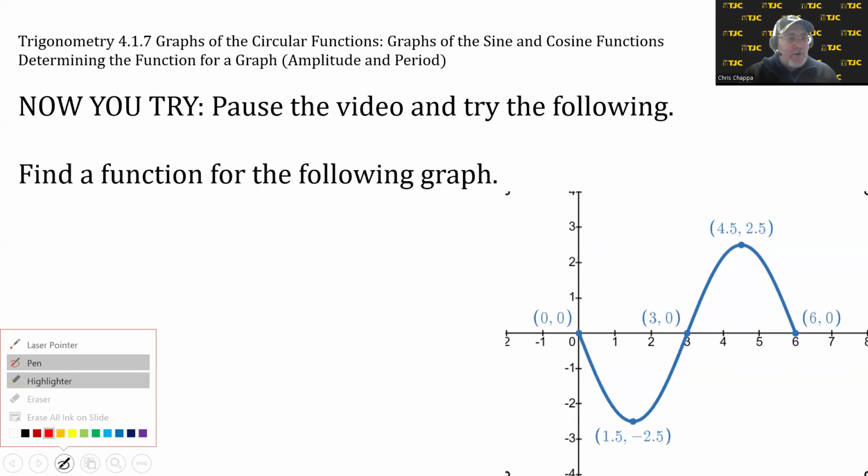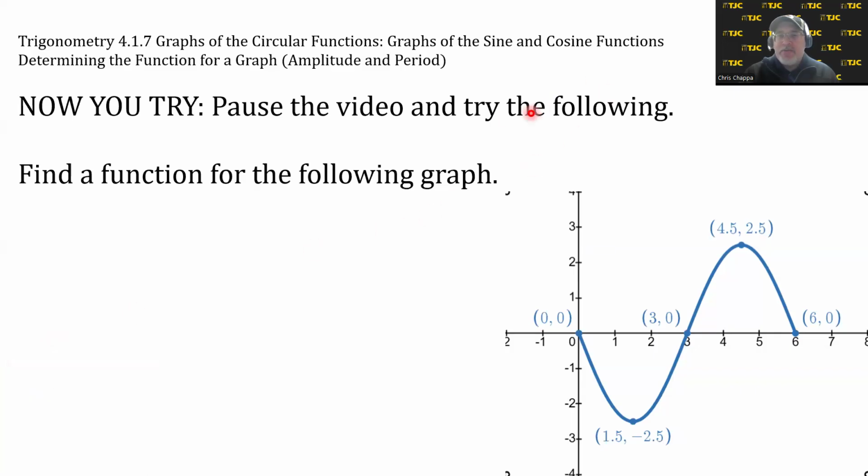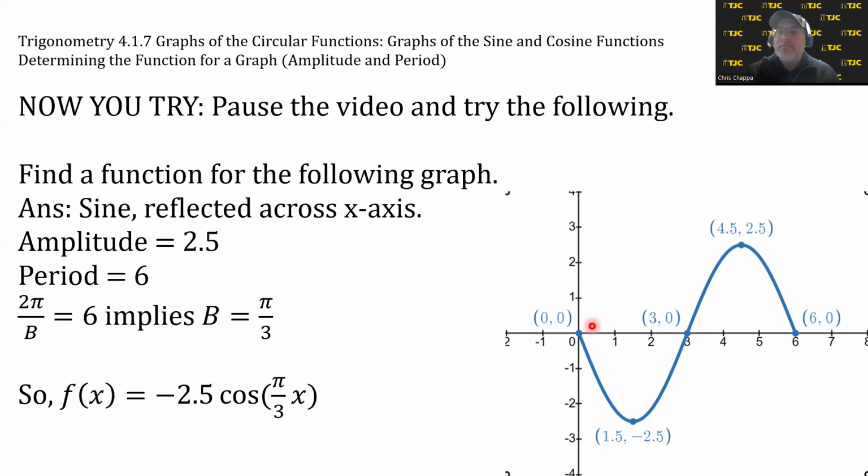All right, here's your fair warning. If you have not yet paused the video, try solution in 3, 2, and 1. This is a sine, starts middle, but it does reflect because it goes middle low instead of middle high. The period is 6, from 0 to 6. The amplitude is 2.5. The period of 6 implies that b is equal to pi over 3. So our function is f of x equals -2.5, negative because of the reflection, sine of pi over 3 x.